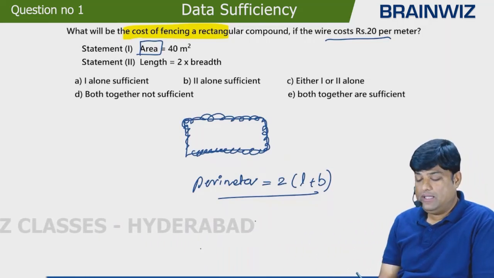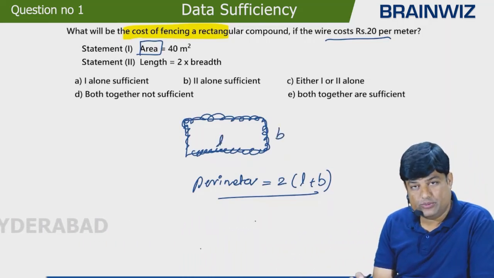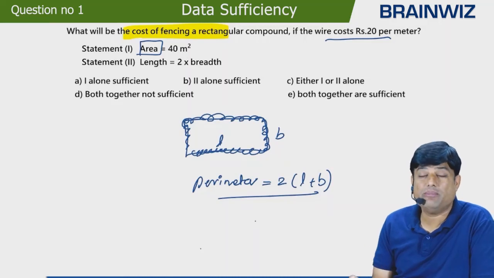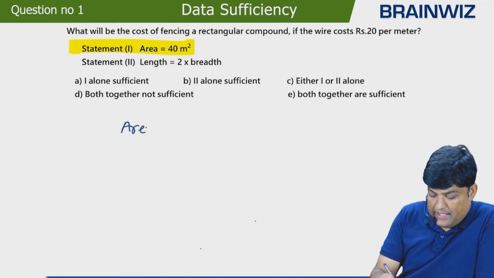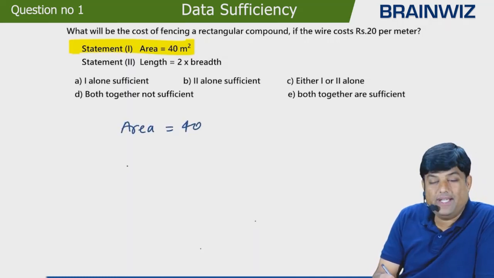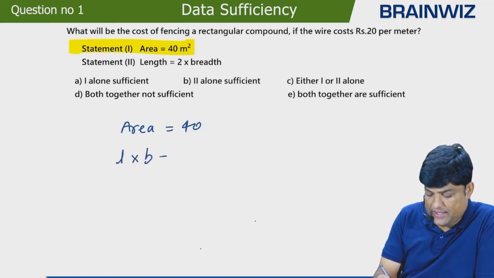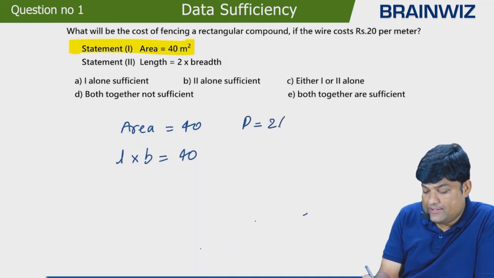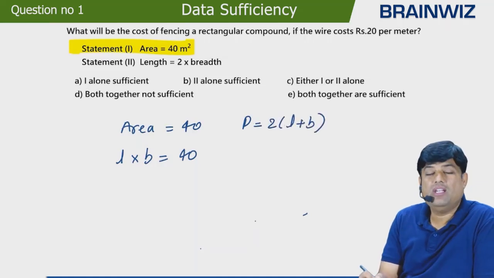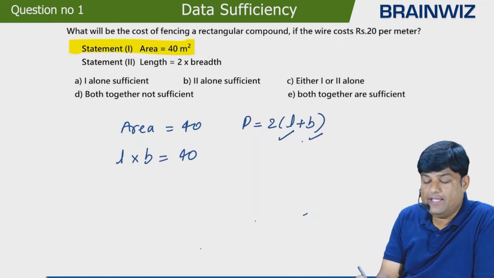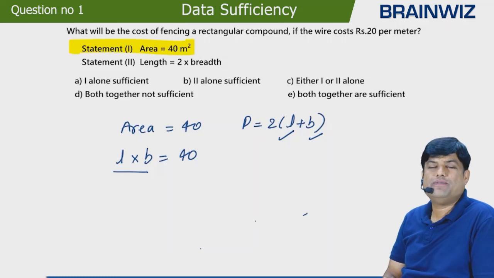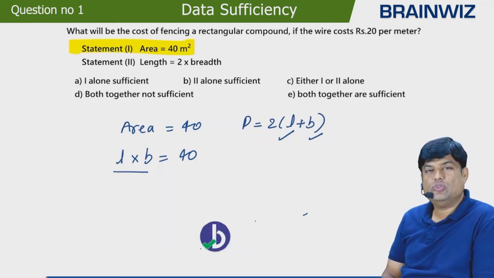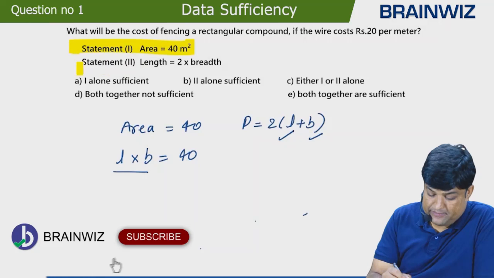Now, let's talk about how we can use these. Length and breadth we want; that's not given, but area is given. Using the first statement, the area is 40 meters square. Area is length into breadth, that is 40. But we don't want length into breadth. We want the perimeter, that is 2 times (L plus B), and to substitute we need the L value and the B value. But L into B is not sufficient to answer this question. So let's take the help of the second statement.